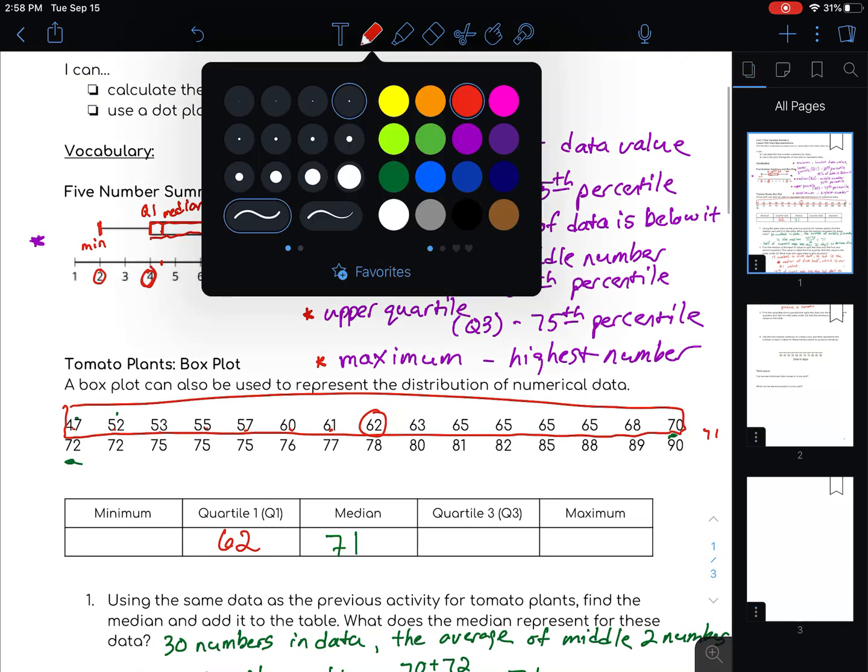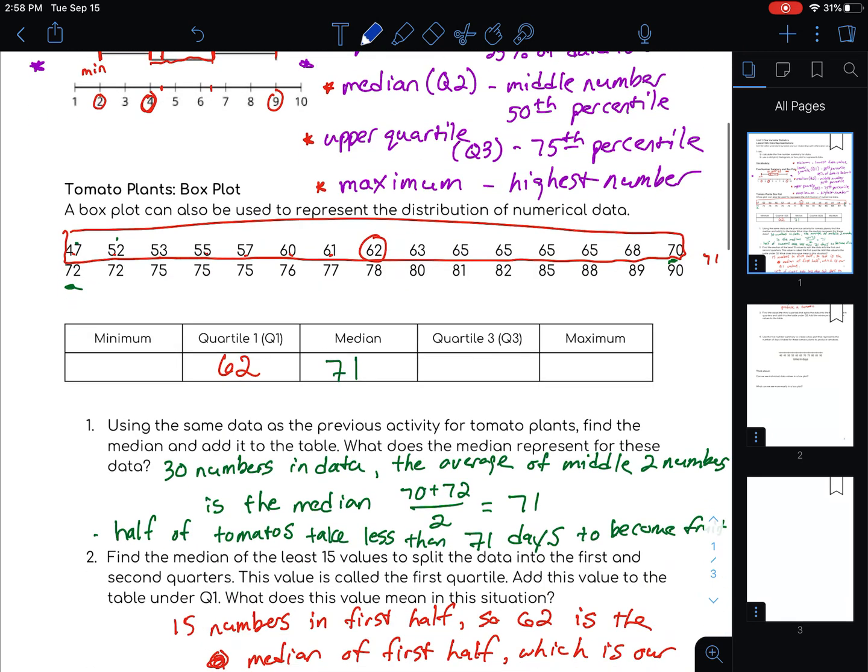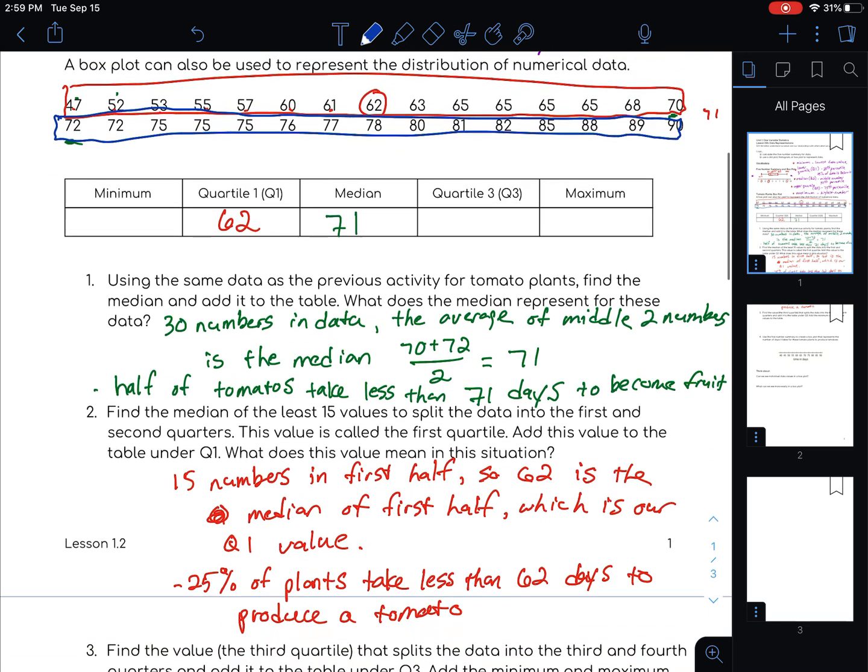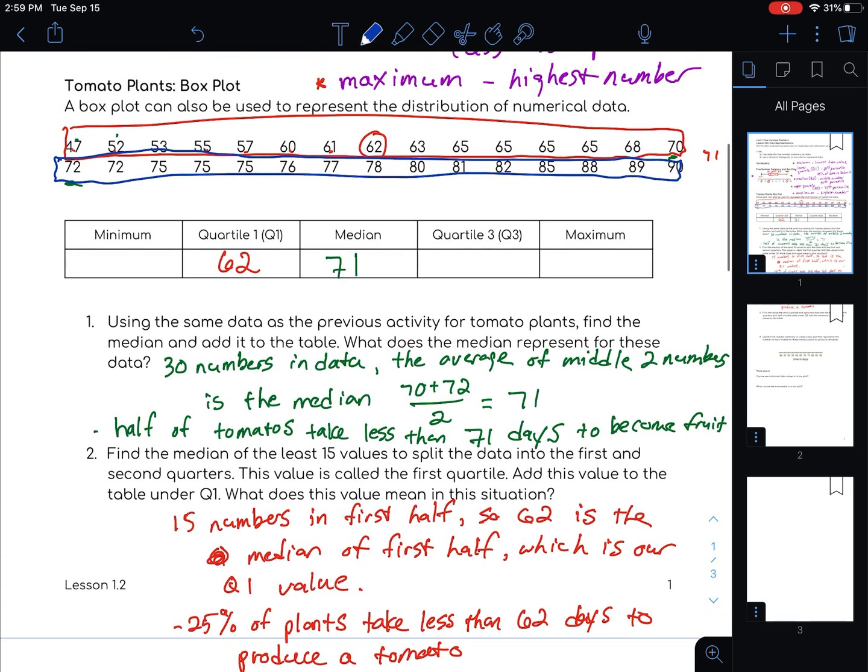All right, we're going to do that same thing for the upper quartile. We're going to look at that second half, not including the median. Again, in this case, the median was over here on the side because it was between the middle two numbers. And we're going to do the median of the second half.